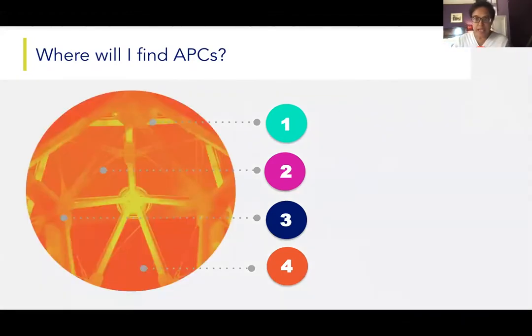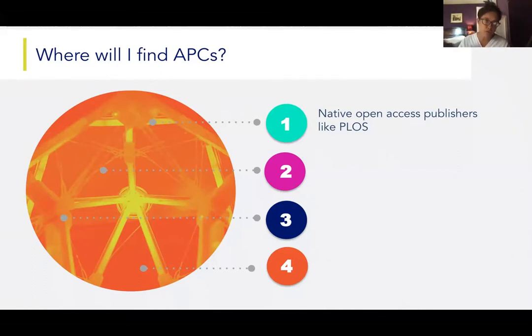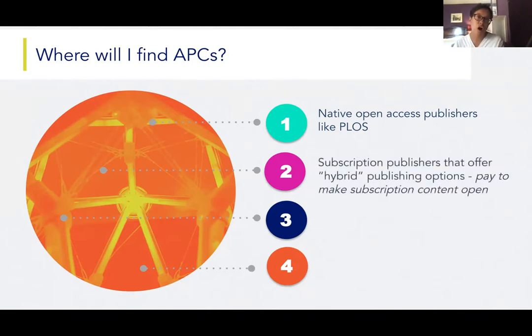So where will you find APCs? Publishers like PLOS, from the day that we launched, everything was openly available to the public. Authors always retained their copyright, and authors always paid a fee at acceptance. So native open access publishers like PLOS have always worked with this particular business model. And back in the early 2000s when PLOS launched, it was just us and BMC doing that work. Now pretty much every publisher offers some option for open access publishing.